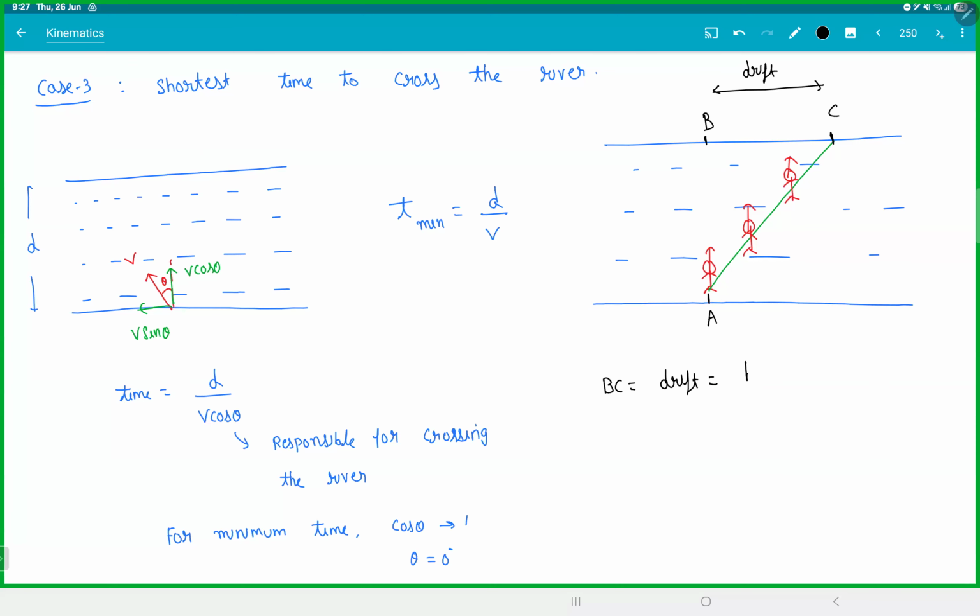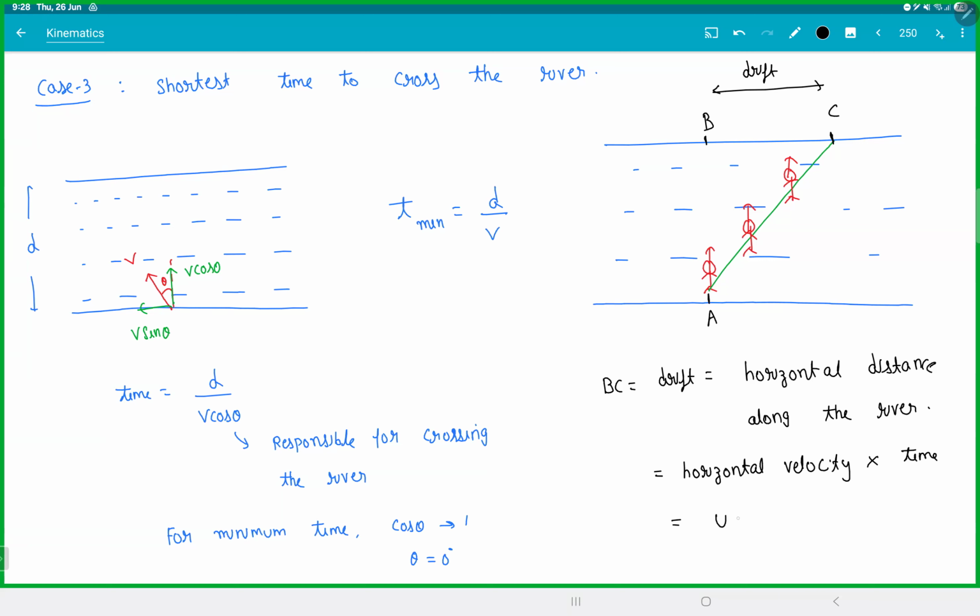Drift is calculated by the horizontal distance traveled along the river, which is given by horizontal velocity into time. So if you just try to swim straight, you won't reach the opposite point, you'll reach somewhere else, but you'll reach in the shortest time. So here your horizontal velocity is the river's speed u and time will be d by v. There, this is your drift in this case.